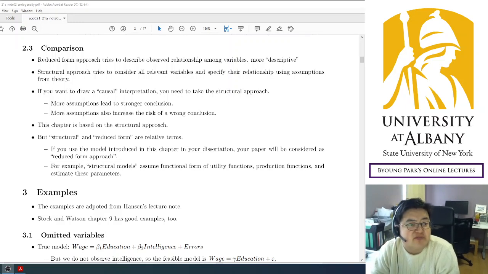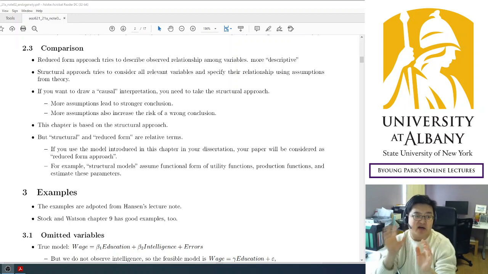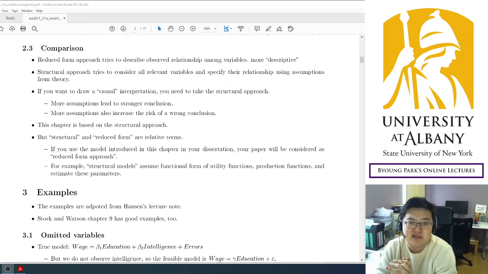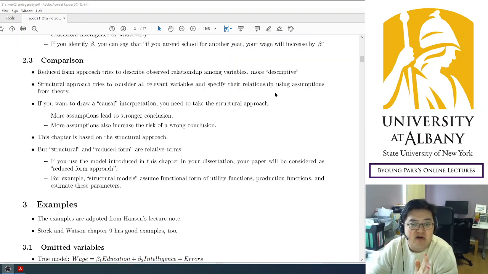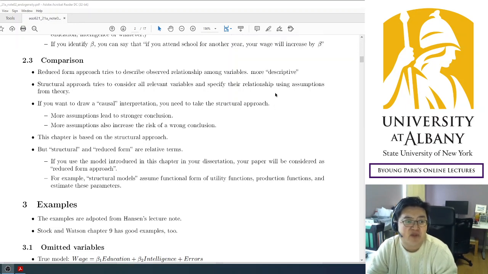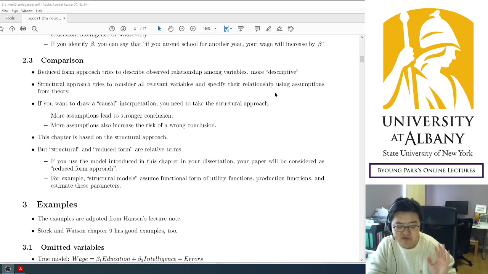In the previous video, I introduced the basic ideas of reduced form and structural approach. By the way, they are relative terms. So, even though I say the endogeneity problem arises from the structural approach, in the frontier of the research, no one thinks of our model as a structural model. When you say a structural model in a seminar, for example, you have to imagine a very complicated model.